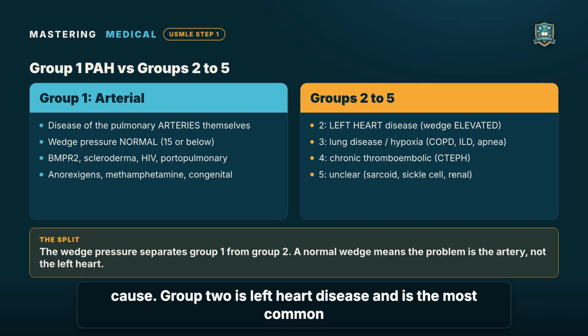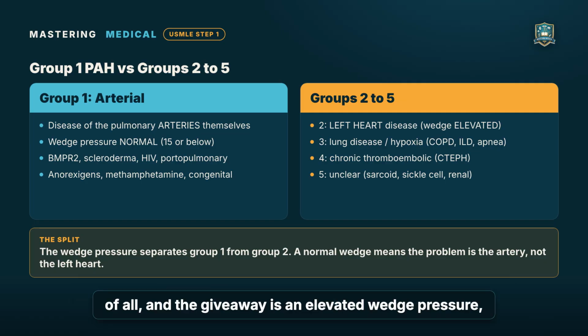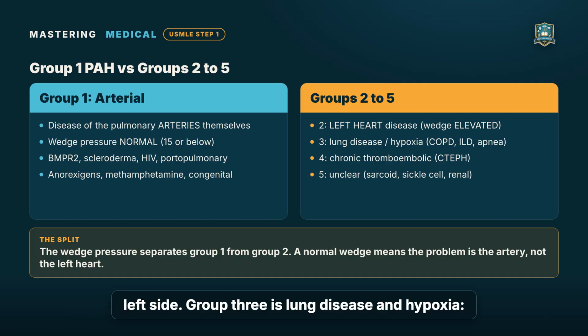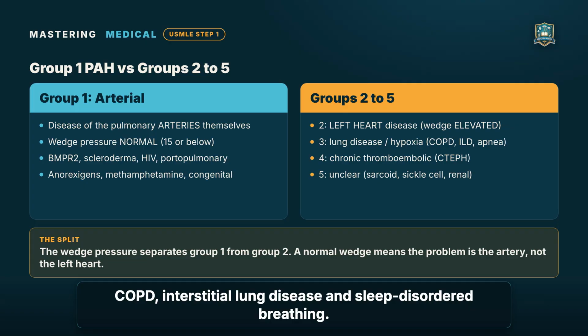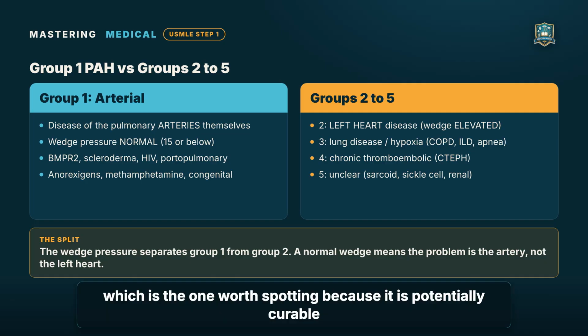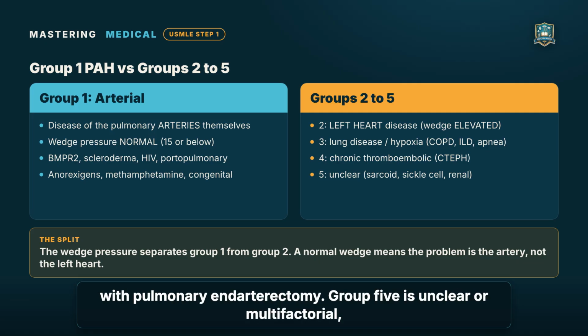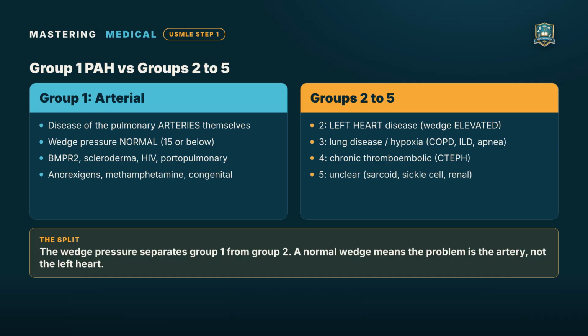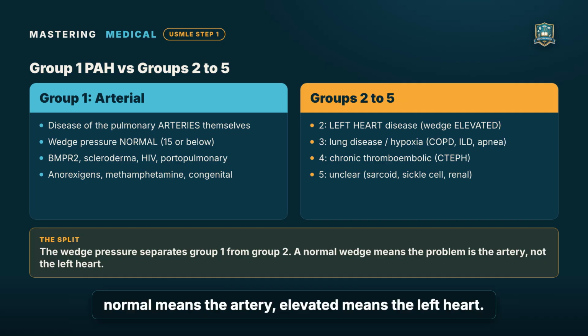Group 2 is left heart disease and is the most common of all. And the giveaway is an elevated wedge pressure because the pressure is backing up from a failing or stenotic left side. Group 3 is lung disease and hypoxia, COPD, interstitial lung disease, and sleep disordered breathing. Group 4 is chronic thromboembolic disease, which is the one worth spotting because it is potentially curable with pulmonary endarterectomy. Group 5 is unclear or multifactorial, including sarcoidosis, sickle cell disease, and end-stage renal disease. So the single most useful number is the wedge pressure. Normal means the artery, elevated means the left heart.